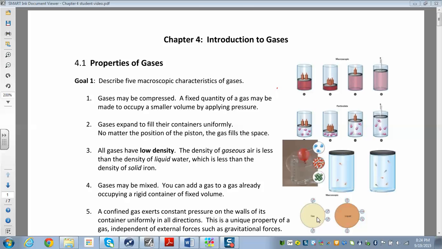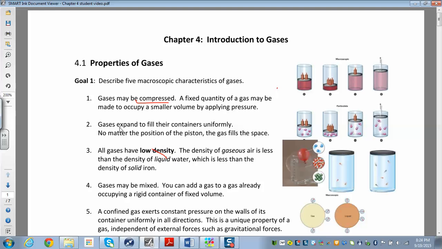Here are some macroscopic characteristics of gases. So you probably already know most of these. Gases can be compressed, right? They can be compressed, and they're also going to expand to fill their container.